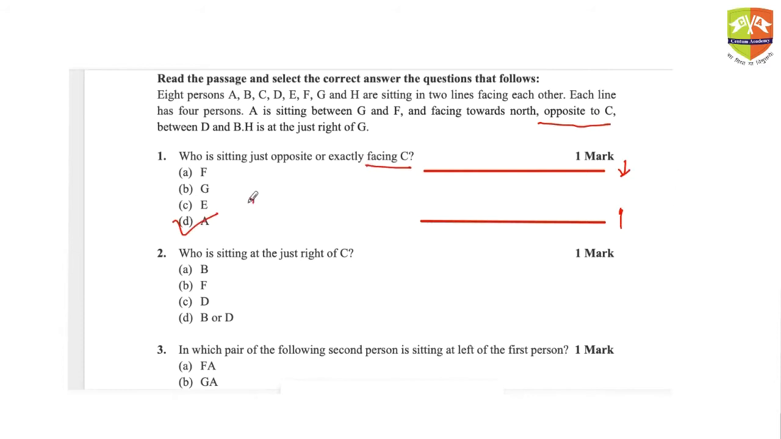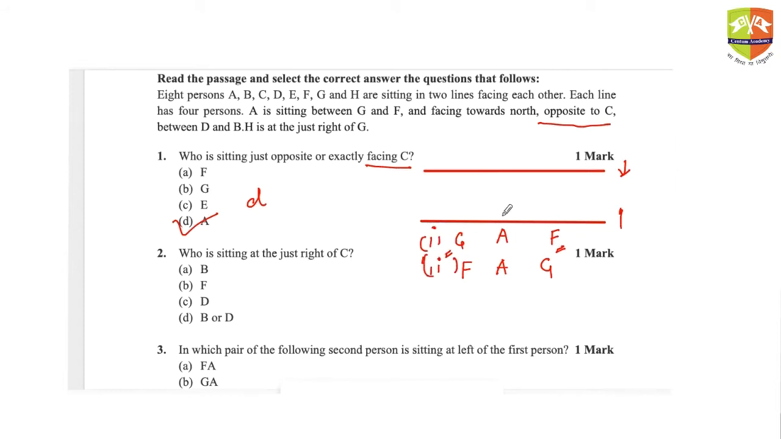The option would be D option. So A would be here somewhere, sitting between G and F. So two options: A, G and F on this side, or G and F on this side. Now, if G and F have been given, don't only take that G can be on the left hand side and F can be on the right hand side. It has not been given clearly. That's why I'm making two different conditions.